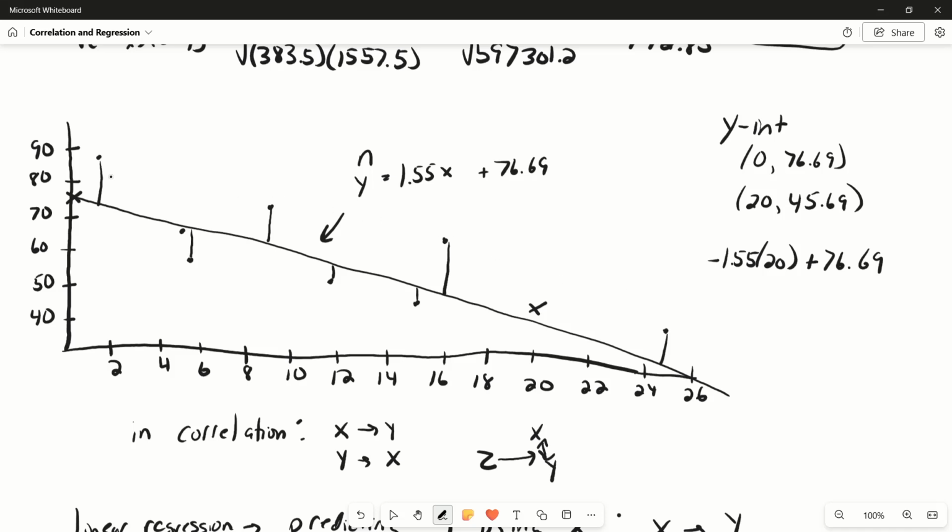If I were to sum up all these errors in prediction, I would get zero. It's similar to the deviation scores. When you sum up the deviation scores, you get zero. When I sum up these errors in prediction, I get zero. So when I sum up Y, the actual Y value minus the predicted Y values, I get zero. So I need to square them to get the squared error in prediction.